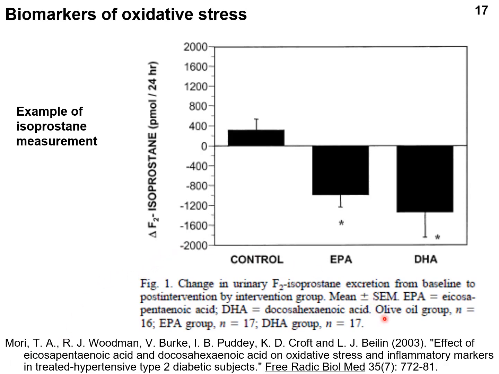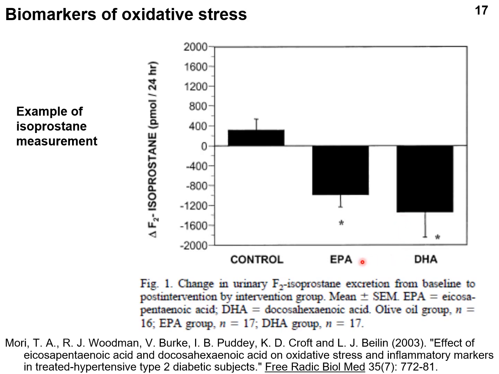There was an olive oil control group, and then we had our two polyunsaturated fatty acids, EPA and DHA. And what they've done is measured it relative, so they've measured it pre and post treatment. So in our control, we've had no significant changes in our isoprostane levels. With EPA, we've had a significant decrease in our isoprostane levels, and with DHA, we've also had a significant decrease in our isoprostane levels.